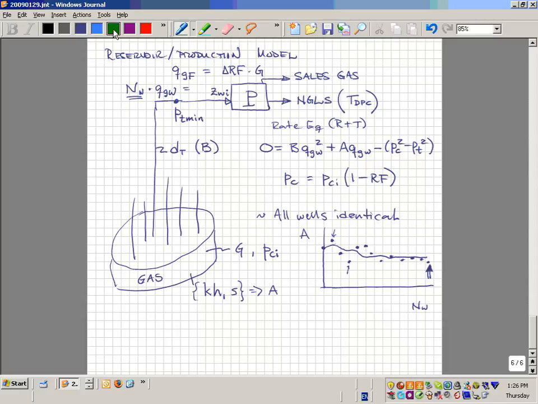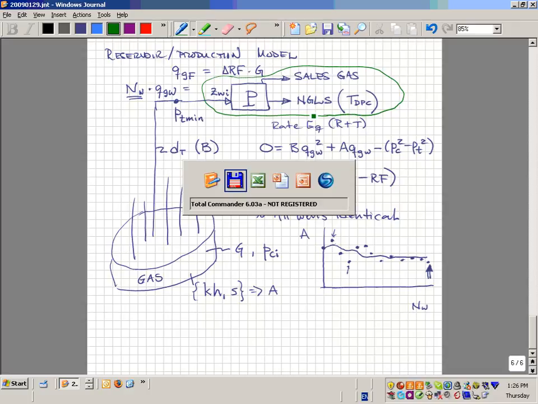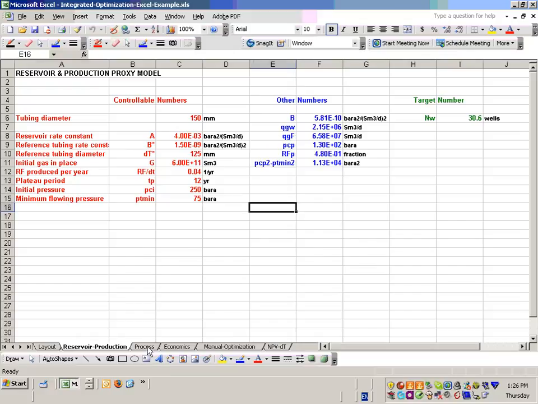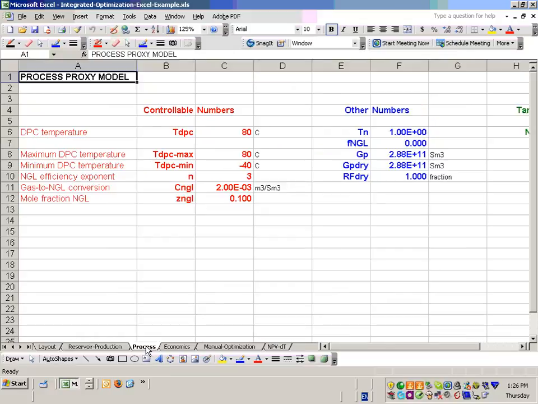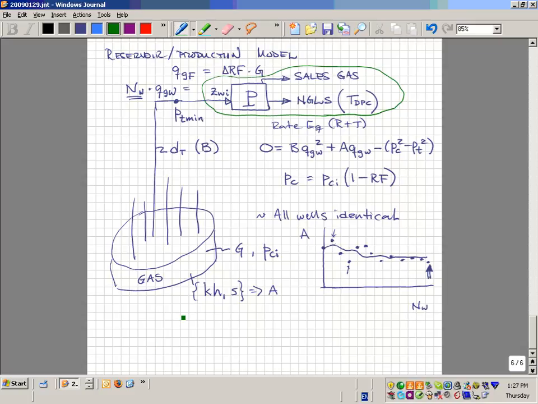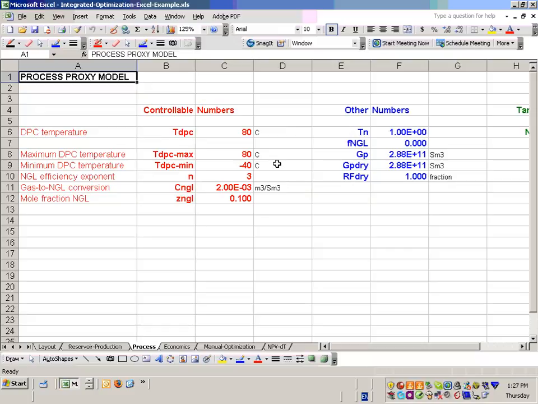And it's the modeling of this here that is in the second sheet called process. Okay? Sales gas and NGLs.